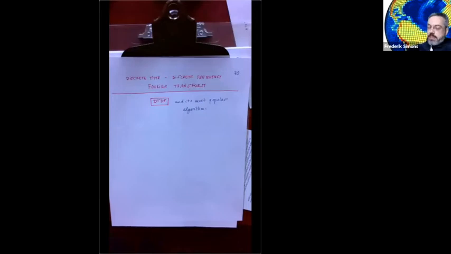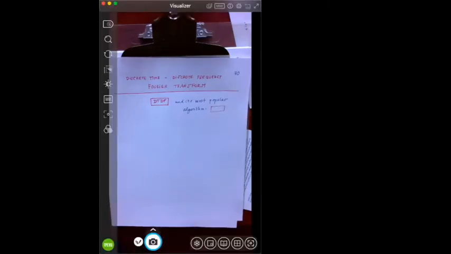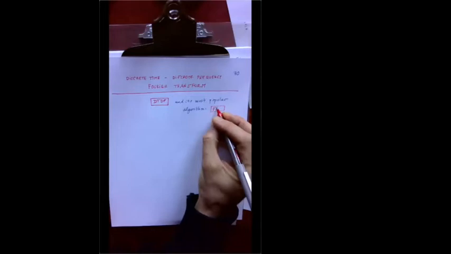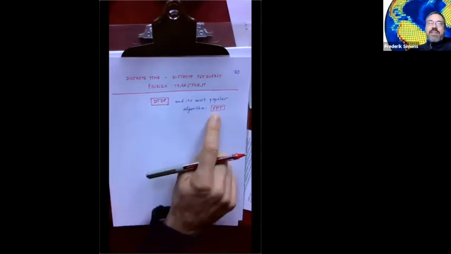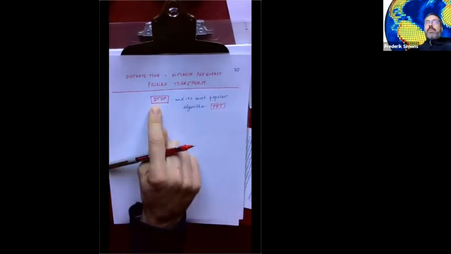And what is the most popular algorithm to do the discrete time, discrete frequency transform? Just throw something out. SFT? Yes. And the F stands for fast. But that's just an algorithm. That isn't the thing. This is the thing. DTDF, that's the Fourier transform that we're considering.